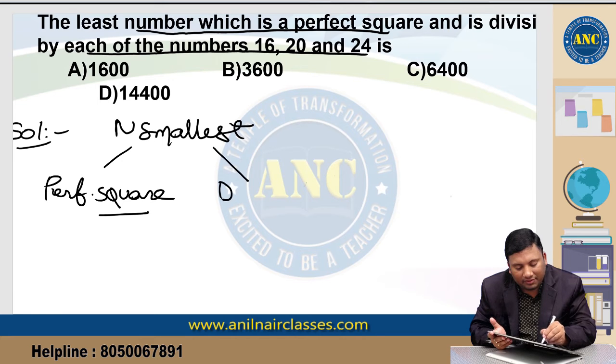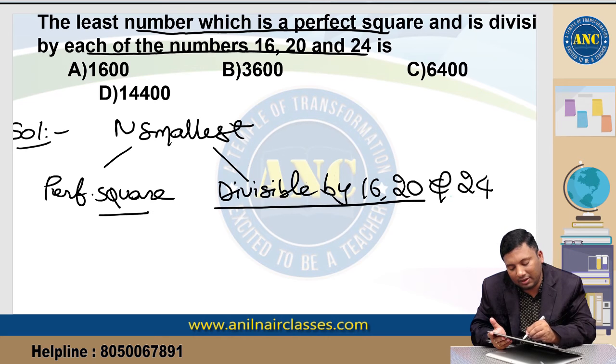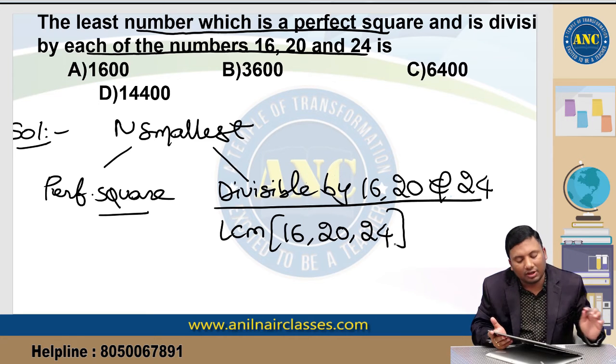And it should be divisible by 16, 20 and 24. What is the number that is divisible by 16, 20 and 24? LCM of 16, 20 and 24. I hope it is clear.